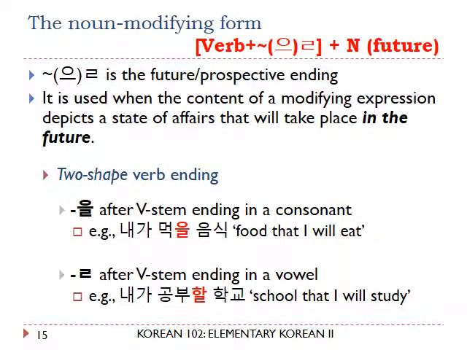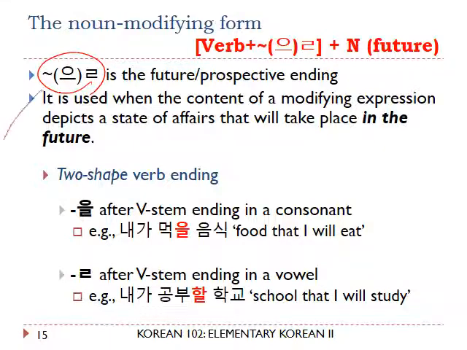So far, we've seen the noun modifying forms that represent the present tense and the past tense, right? Actually, there is another noun modifying form that represents future tense, which is not surprising, right? Then how can you make it? By attaching 을 or 리을 to the stem of the verb. And 을 or 리을 is the future or prospective ending. And this is used when the content of a modifying expression describes a state of affairs that will take place in the future.